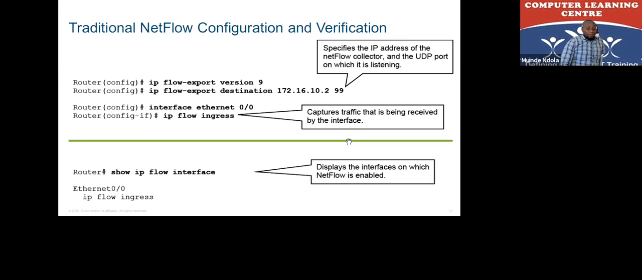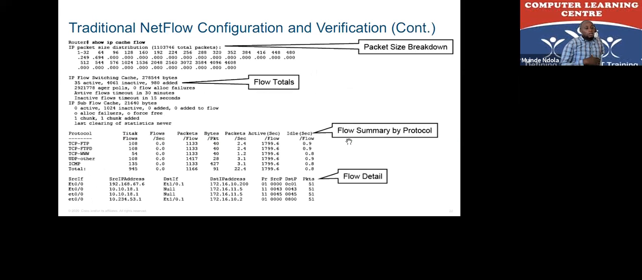The server that is running the NetFlow application. Then 99 is the port number that will be used. Then from there, you just go to the interface and specify the NetFlow that will be captured. Is it for the inbound or for the outbound traffic? And that's it. The traffic now will be sent to the routers.